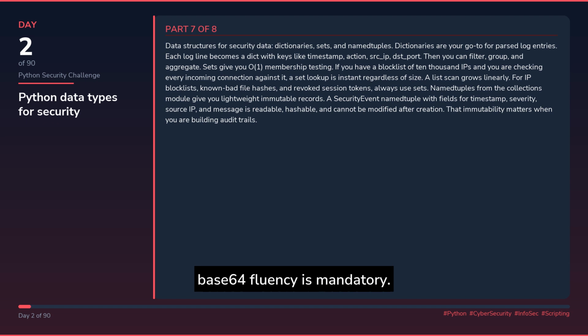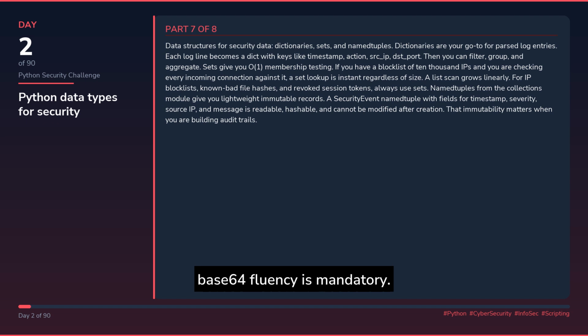Sets give you O(1) membership testing. If you have a block list of 10,000 IPs and you are checking every incoming connection against it, a set lookup is instant regardless of size. A list scan grows linearly. For IP block lists, known bad file hashes, and revoked session tokens, always use sets.